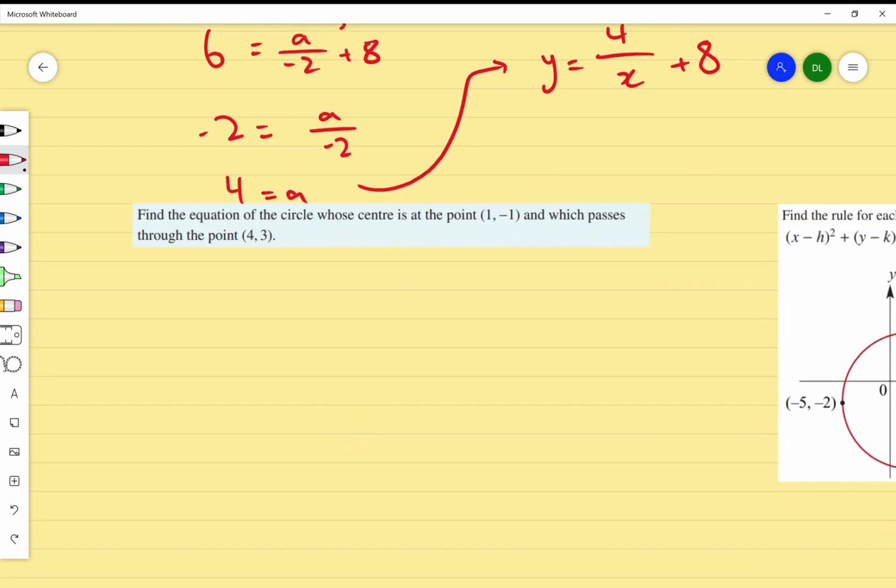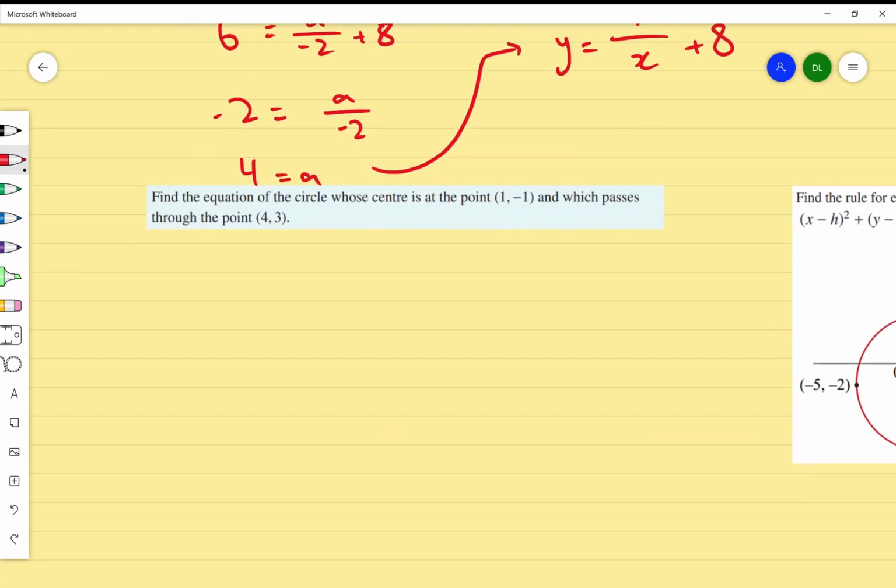The second example I have here is one that's heavily related to circles from our last lesson. So we're going to go ahead and find the equation of the circle whose center is at the point 1, -1 and passes through the point 4, 3. Now, if I was to write out the general form, I've got (x minus h) squared plus (y minus k) squared equals r squared.